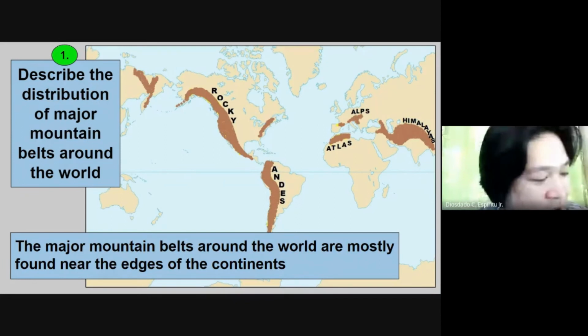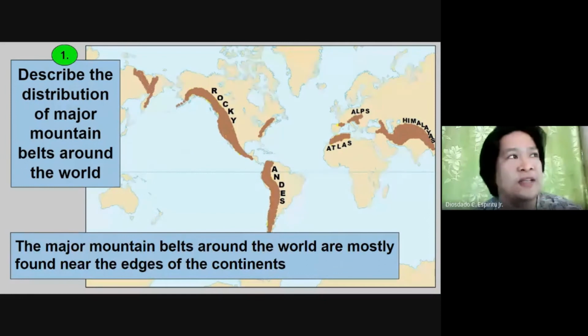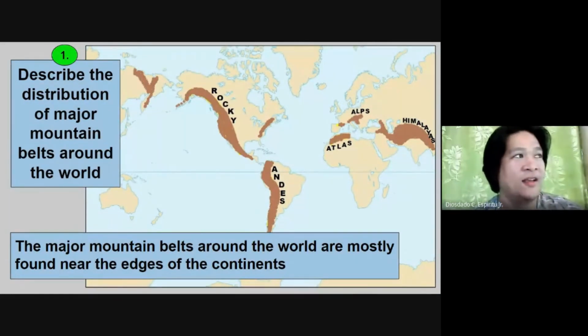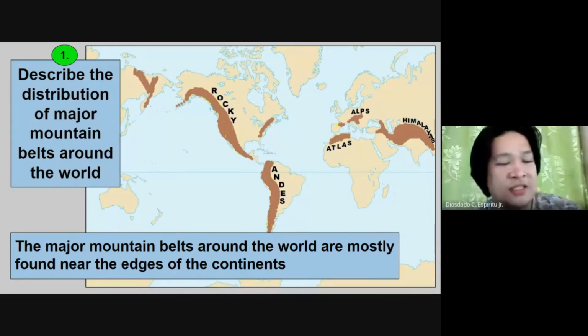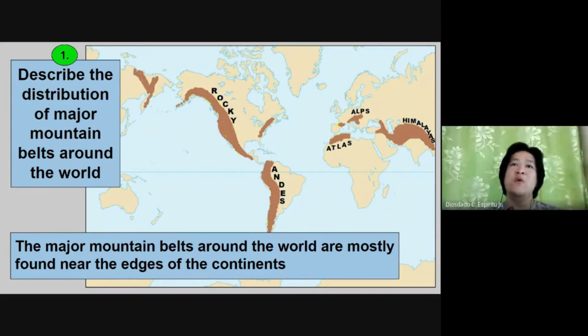So if they are found at the edges of continents, what's the connection with the Plate Tectonics Theory? Is there any connection with the plate tectonics theory? Or have you ever wondered that most of these mountain ranges are found near the continents? Meaning most of the mountains are found at the edge of North America, at the edge of South America, and at the bottom edge of Asia.